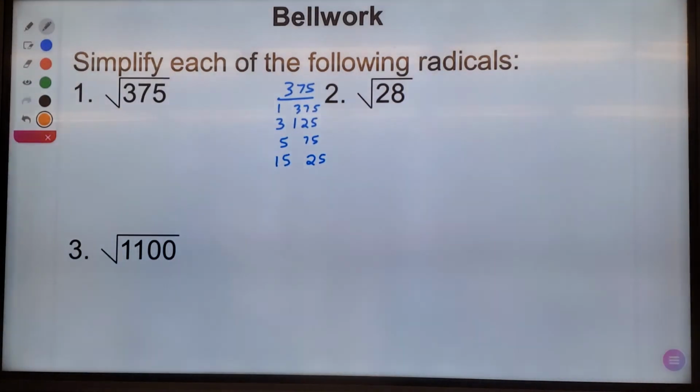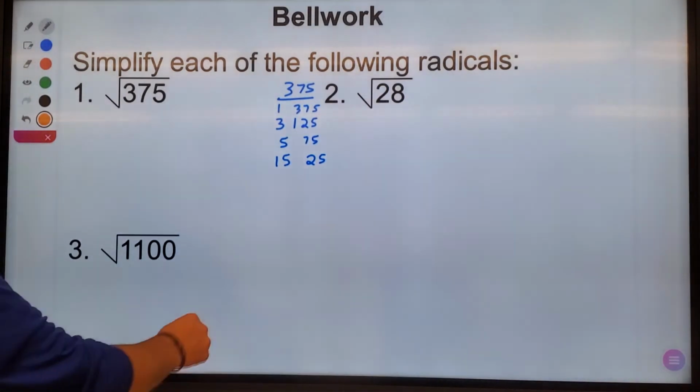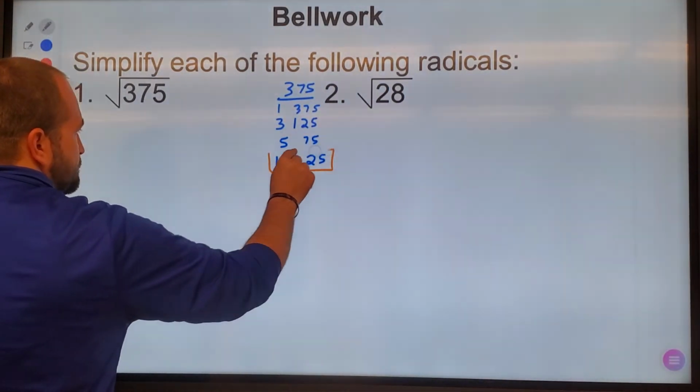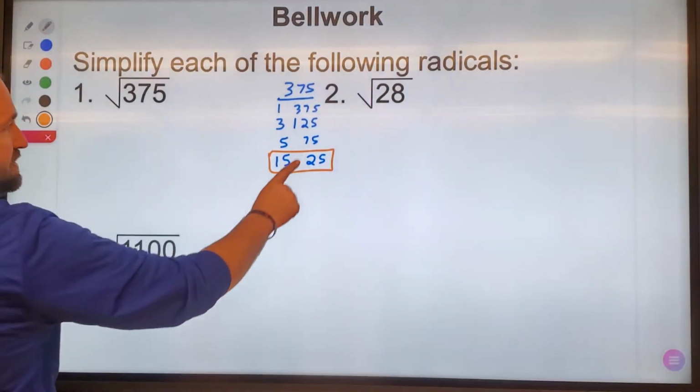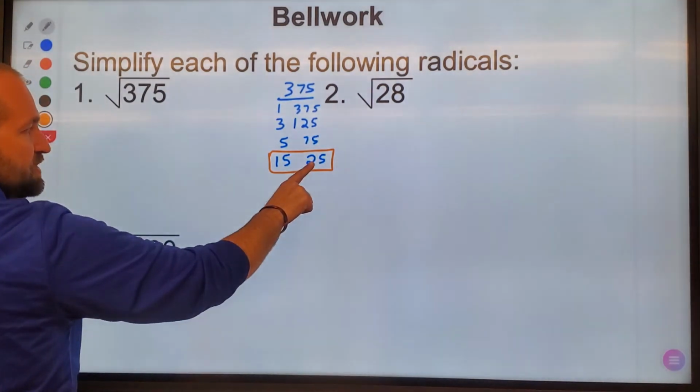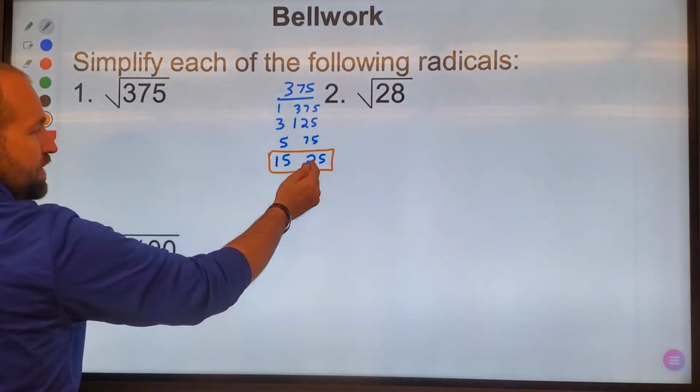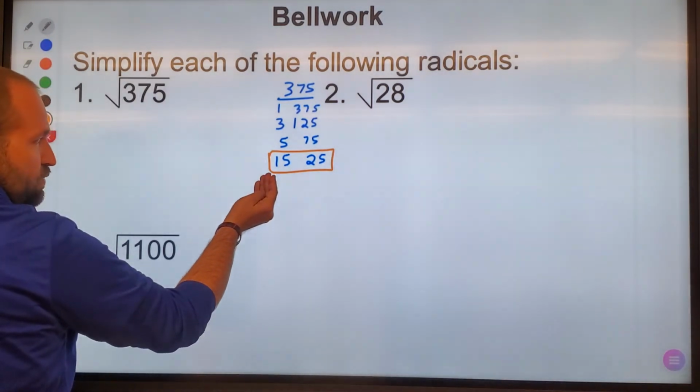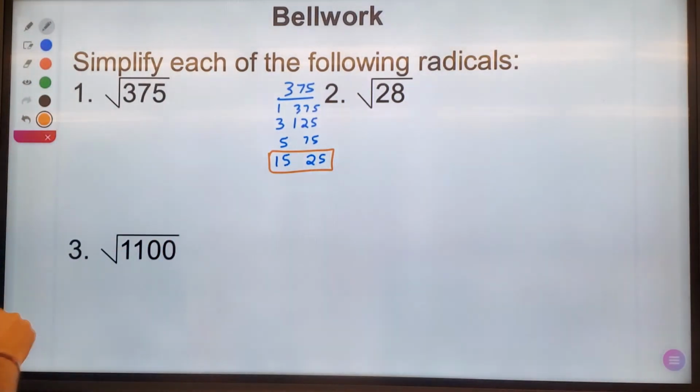Again, then we're going to go through the list and identify the largest perfect square factor. 375 is not a perfect square. 125 is a perfect cube, but not a perfect square. 75 does not work, but 25 is. You'll notice that I always start on the top right side and work my way down. If we do not find a perfect square on this side, then you still have to proceed to the left side and work your way up. We're looking for the largest perfect square.